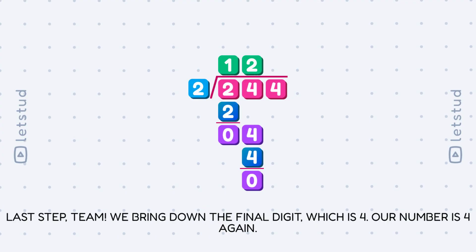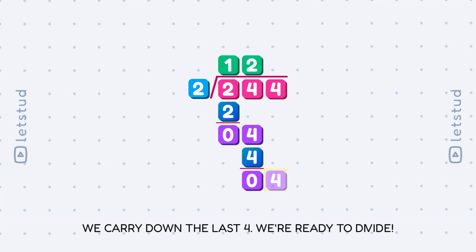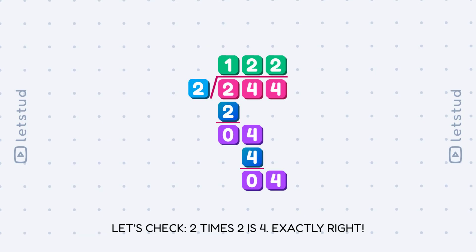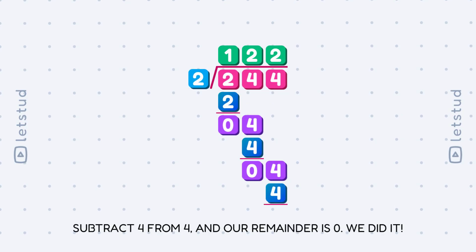Last step team, we bring down the final digit, which is 4. Our number is 4 again. We carry down the last 4, we're ready to divide. How many times does 2 go into 4? You guessed it, 2 times. Let's check: 2 times 2 is 4, exactly right. Subtract 4 from 4 and our remainder is 0, we did it.